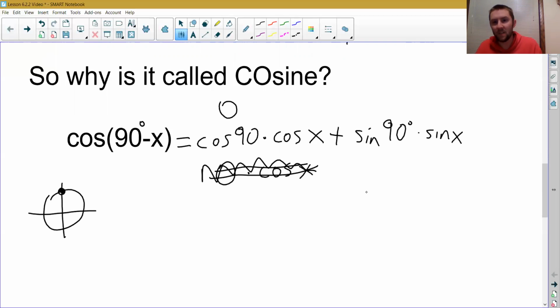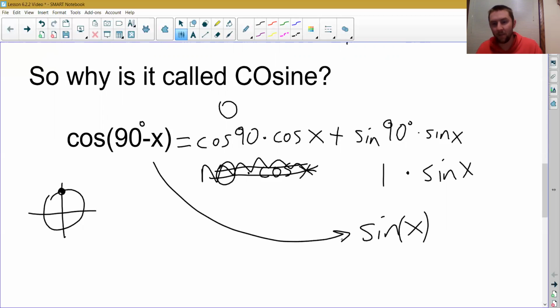So all I have left is this sine piece. And the sine of 90 degrees, if we think about the y coordinate up here at the top of my unit circle, that's 1. Multiplied by the sine of x, 1 times the sine of x is just the sine of x. So notice the cosine of 90 minus x is really the sine of x. The cosine and the sine are the same, except one of the angles was x and the other was 90 minus x.